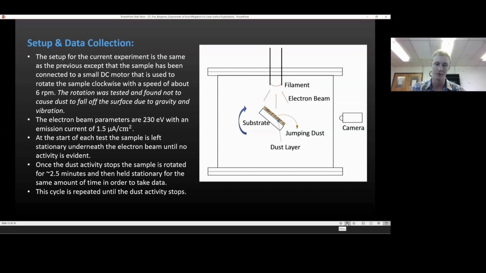The reason we split it up into the stationary segment at the beginning and the rotating segment at the end is just so we could actually see a jump from where the rotating helps. And before we started taking data, we did run a few tests where we had no electron beam and we just rotated the sample to see if any dust falls off just because of gravity or vibration or something like that. And we did not find that anything fell off. So we were confident that any increase in cleanliness was because of the changing angle.